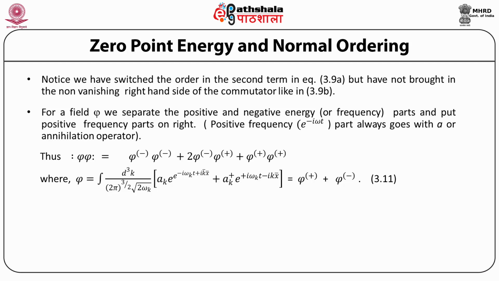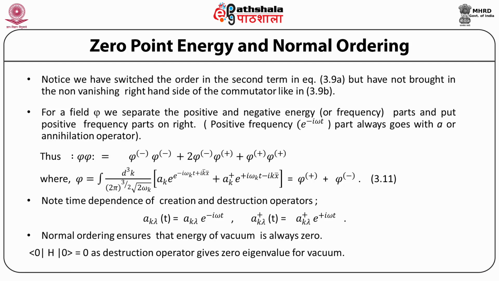So it is equal to φ⁻ φ⁻ plus 2 φ⁻ φ⁺ plus φ⁺ φ⁺, where φ is given by a term which is a_k times exponential minus iω_k t, and a term with a_k† exponential plus iω_k t. So we call these terms φ with positive frequency. The positive frequency part has minus iω_k t, and φ⁻, the negative frequency part, has a plus iω_k t. Now the time dependence of the creation and destruction operators are given by exponential minus iωt and exponential plus iωt.